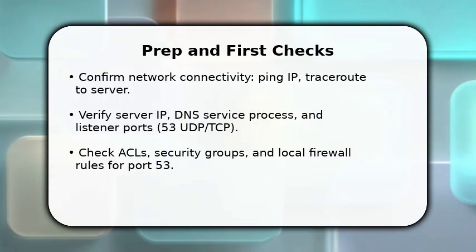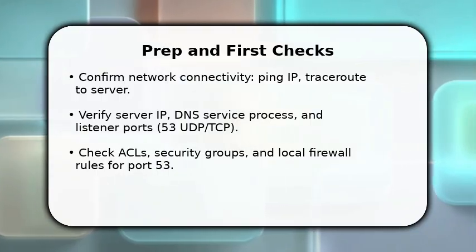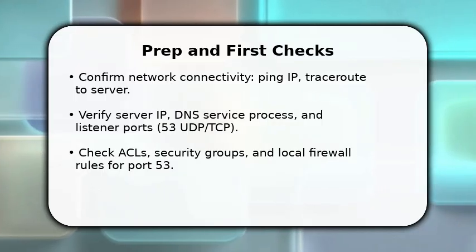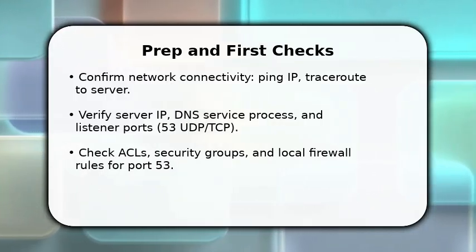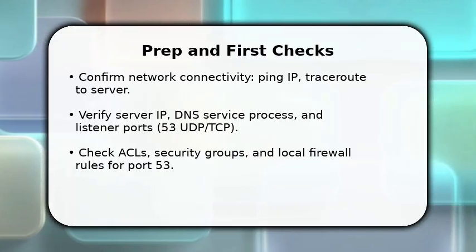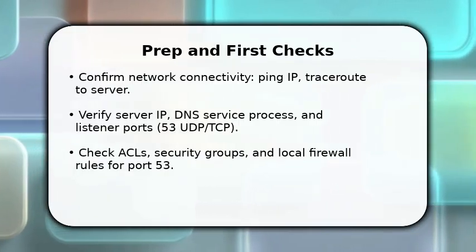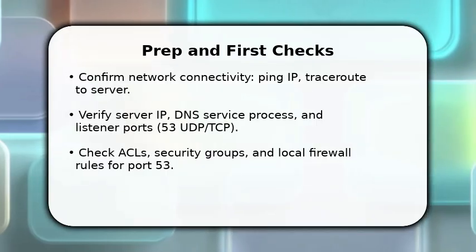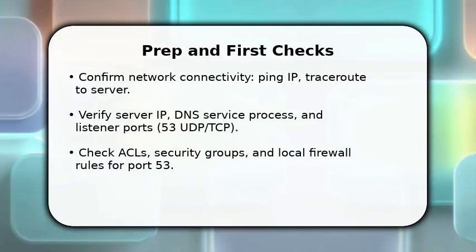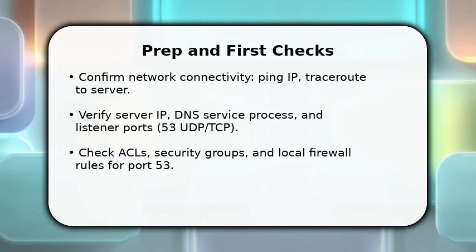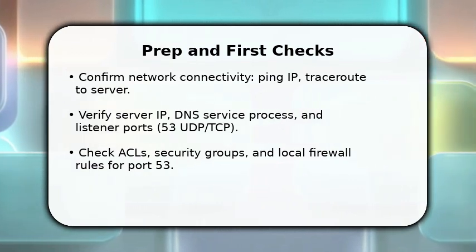Next, on the server, confirm the DNS process is running and listening on port 53 for UDP and TCP. Then check firewall rules, security groups, and access control lists. If port 53 is blocked, clients cannot query even if the DNS service is healthy. Once done, move to service and config checks.